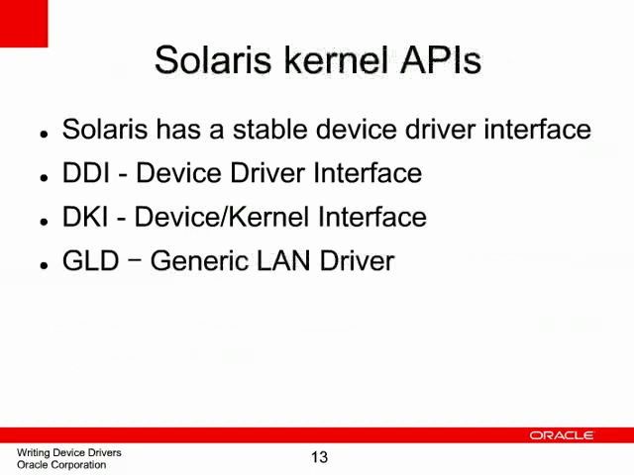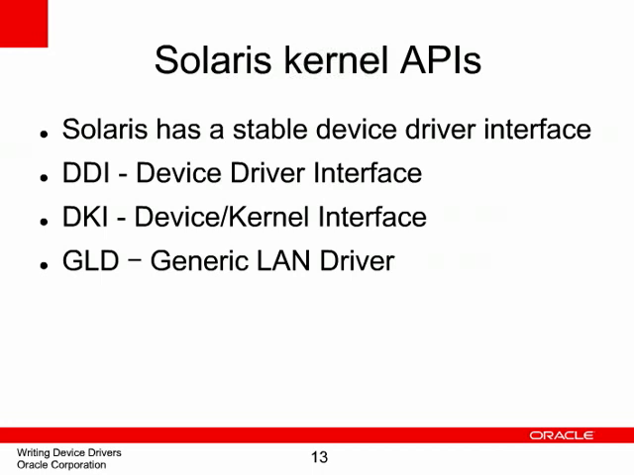Solaris has kernel APIs, and for device development, we have the device driver interface and the device kernel interface. You'll hear people describe it as DDI/DKI. This is an API that was designed to enhance the reliability and provide for stability in Solaris. It also provides, as a side effect, forward compatibility. The driver interface has been pretty stable for the last 10 or 15 years, and many drivers written for 2.6 or 2.8 will still run on Solaris 11.